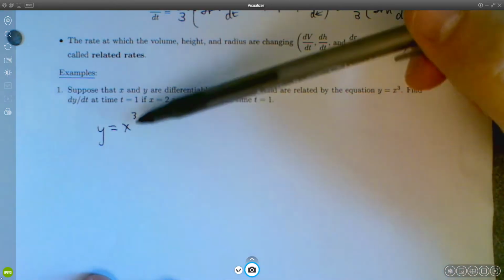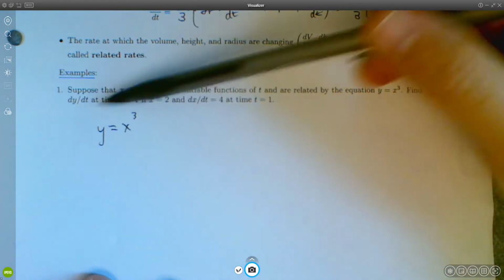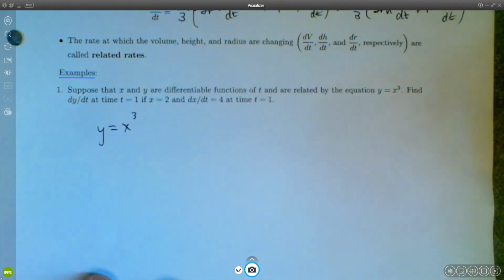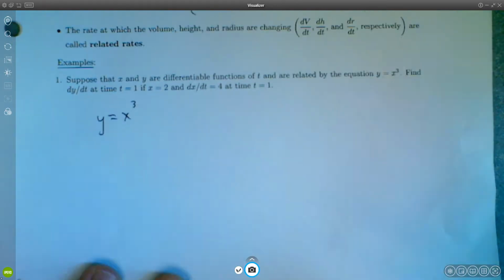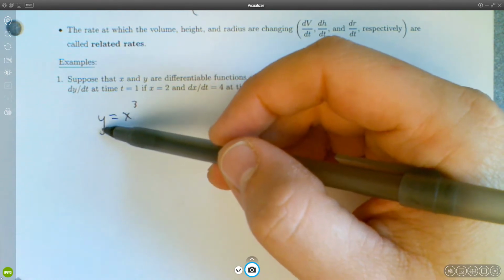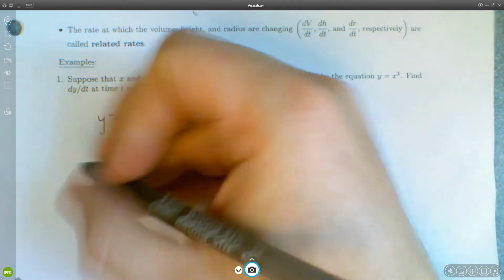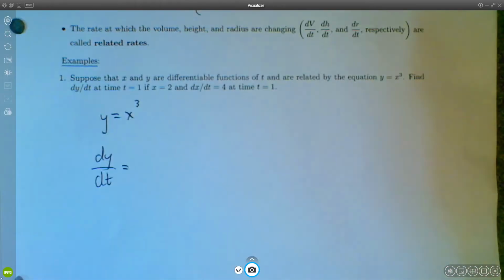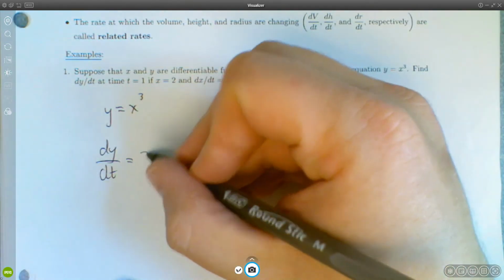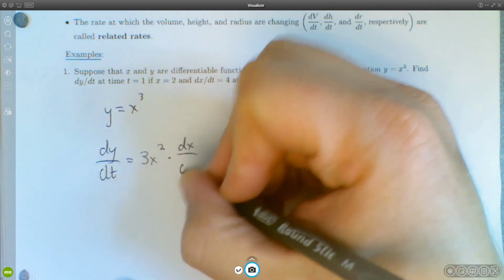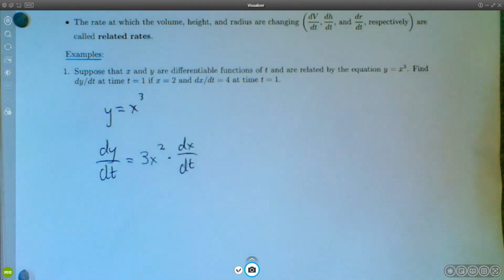So we need to differentiate this equation with respect to t. We're assuming that y and x are both functions of t, which means that we're going to be doing implicit differentiation here. So the derivative of y is just 1 times dy/dt. The derivative of x cubed is 3x squared times dx/dt.